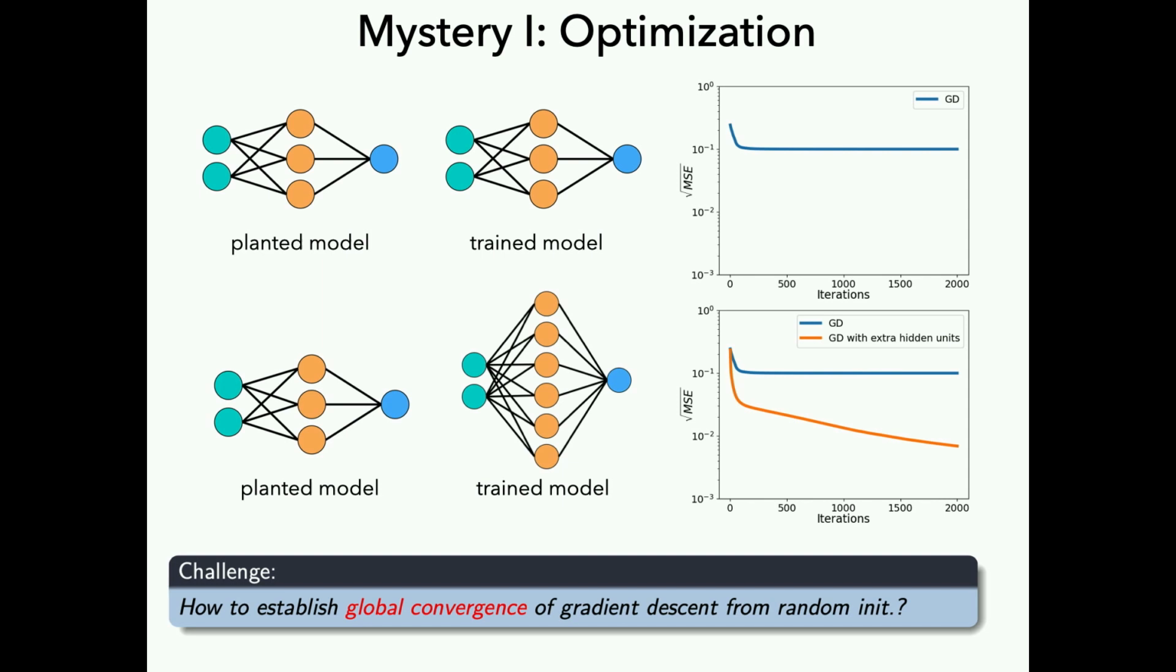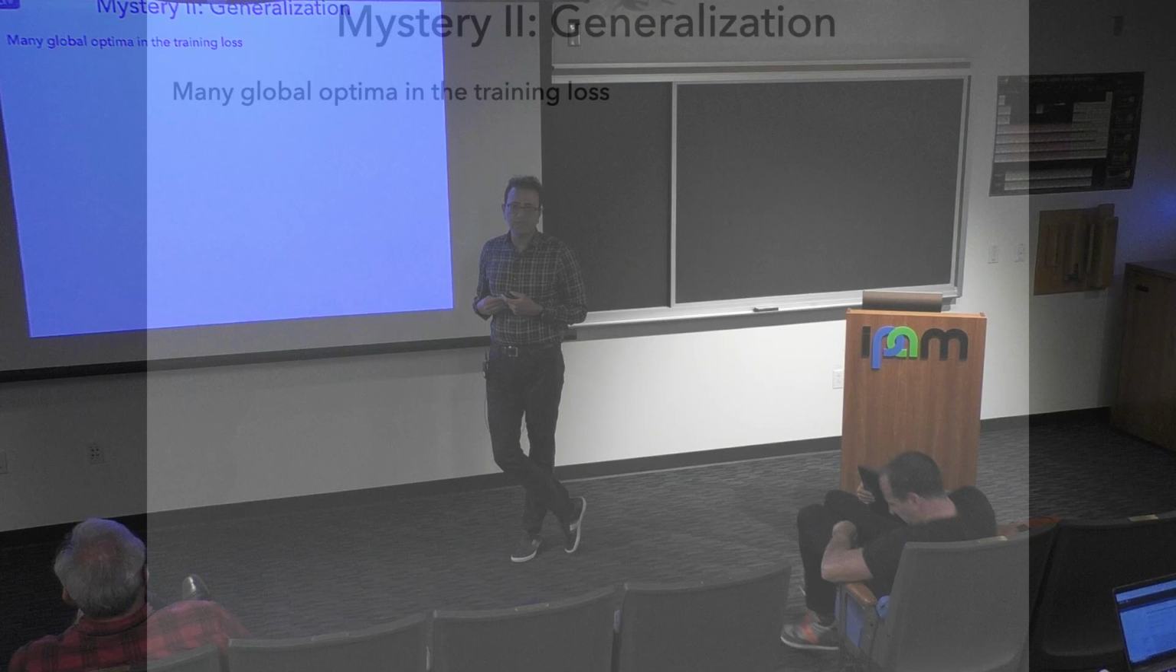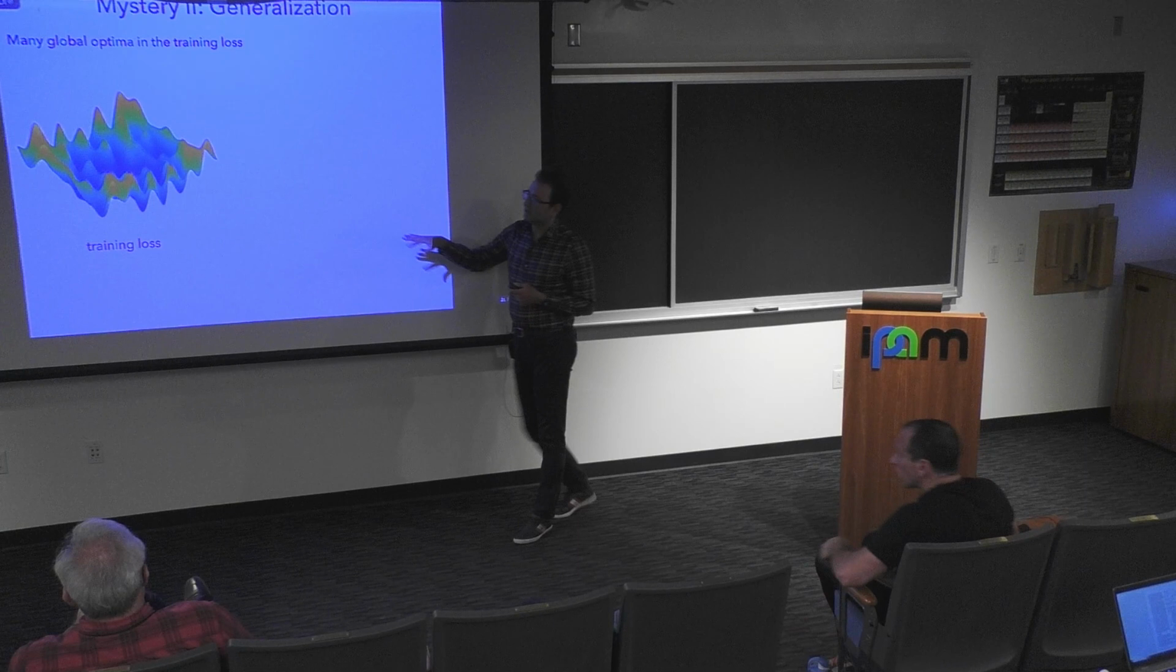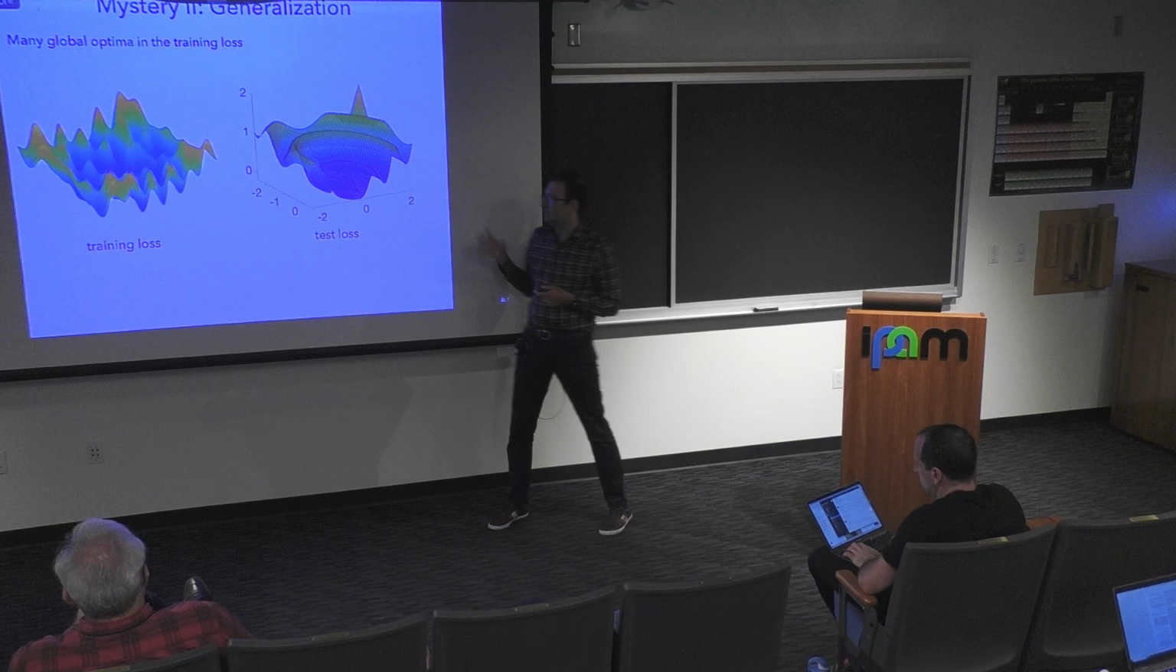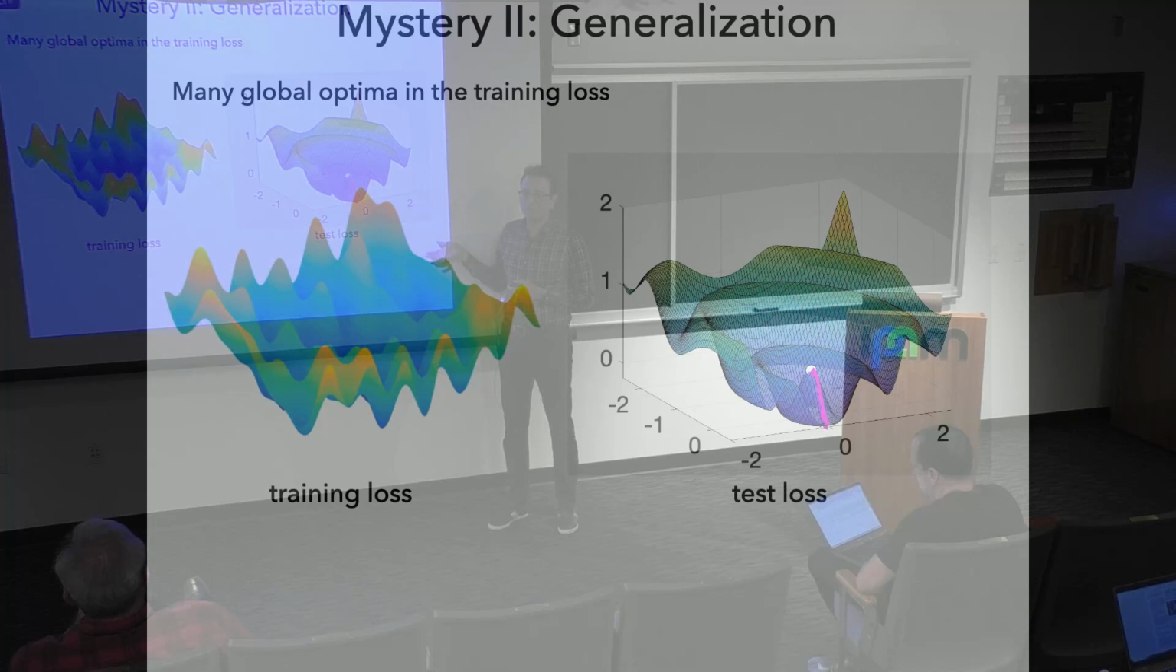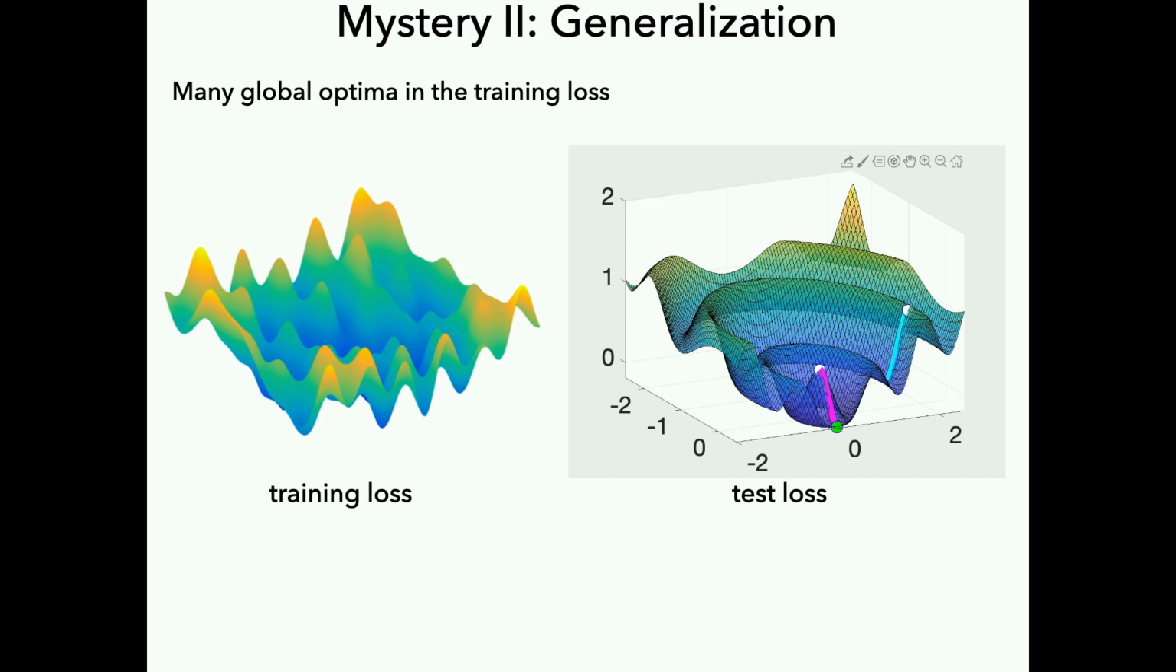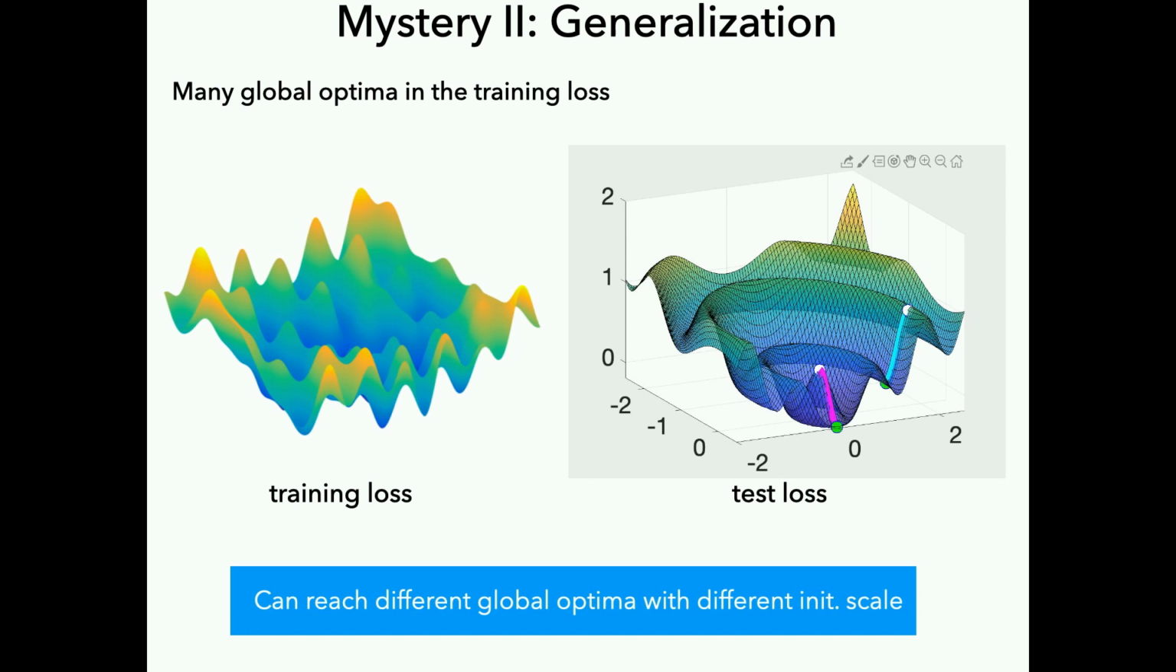The second one has to do with generalization. Because you overparameterize and have a lot of hidden units, there are potentially many global optima in the training loss. The picture of the training loss may look something like this, but not all of them are created equal. They have different test accuracy. So maybe you initialize somewhere here, you get some test error. You initialize a little bit further, you actually get a worse test error. Then the question is, why is it that gradient descent, or stochastic gradient descent, gives you good solutions? And by the way, this is a toy picture, but the phenomenon is not a toy. You can actually get different test errors by essentially just changing the scale of random initialization.